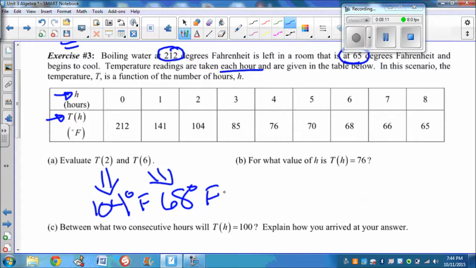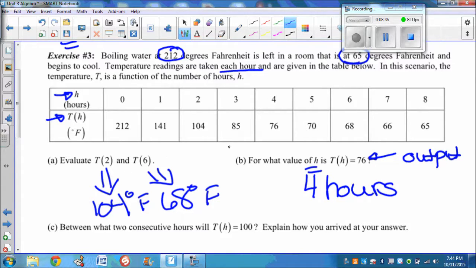And it says, for what value of H, so now we're looking for the number of hours, we're looking for that input if we're given an output of 76 degrees Fahrenheit. So I scan my table, it's 76 degrees Fahrenheit, that's after 4 hours. So we're still evaluating functions, but we don't know what the rule is, but we have the table. We have a list of inputs and outputs.